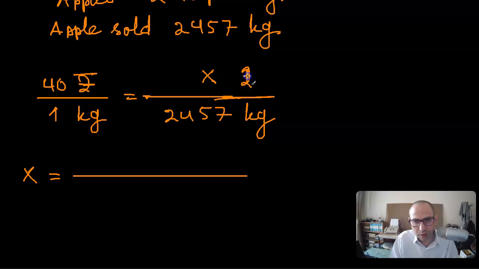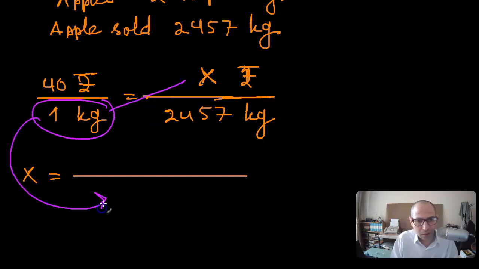I will end up with rupees again. So then I don't have to bother about the units really, meaning that I could write my x is the same thing as this times this divided by this, meaning that this over here is right across x, so I write it in the denominator.